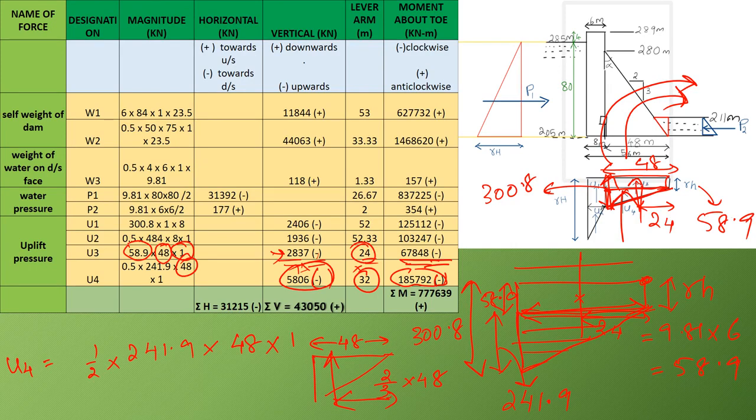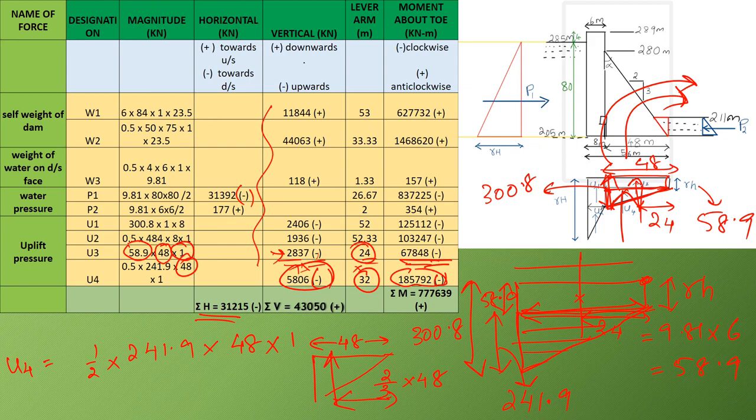Now we need to find out the sum of all horizontal forces. So it is 31392, that is negative, plus 177, that is positive. So you will be getting sigma H as 31215, and it is towards the downstream, that is towards right. Now next, sigma V. After summing up all this, you will be getting sigma V as 43050, and it is positive, that is in the downward direction. Okay. Next is sigma M.